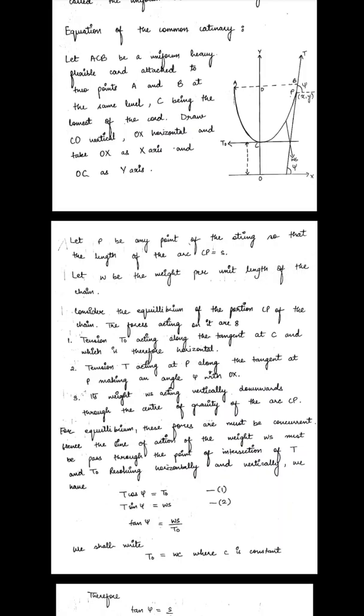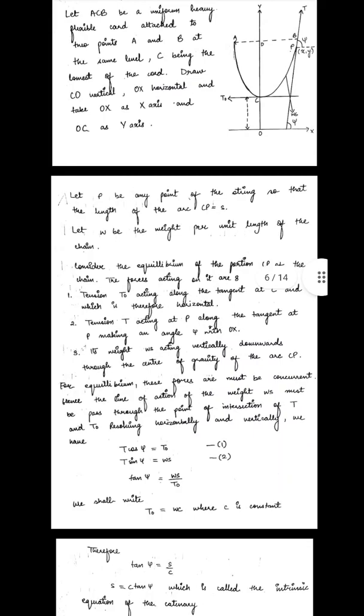of the arc CP of the chain. The forces acting on it are tension T naught acting along the tangent at C, which is therefore horizontal, tension T acting at P along the tangent at P, making an angle psi with OX, and its weight WS acting vertically downwards through the center of gravity of the arc CP. For equilibrium, these three forces must be concurrent. Hence, the line of action of the weight WS must pass through the point of intersection of T and T naught.